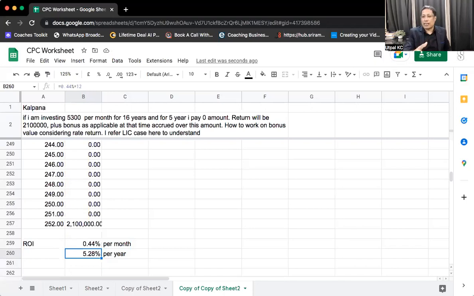Now, if there is a bonus, you can add the bonus here. Understood? You can add bonus here, 21 lakhs plus whatever is the bonus, you just put it, you will get the result. Got it? So now you decide if it is a good return for you, you can continue. If you think it's not a good return for you, then you should stop it, right?